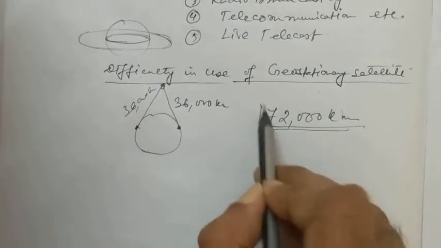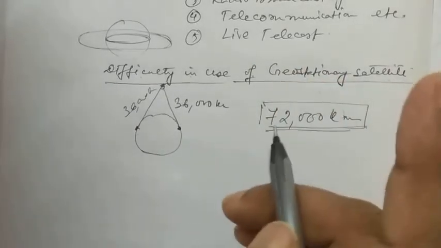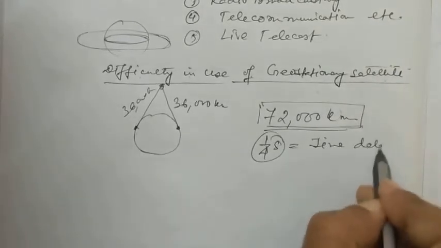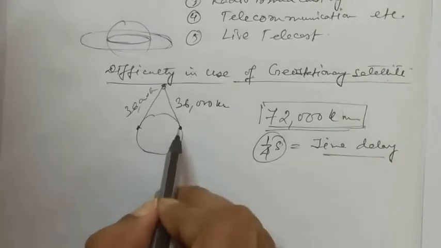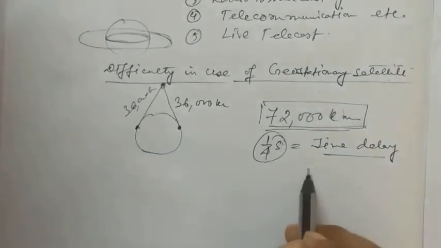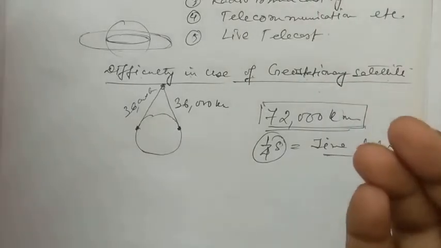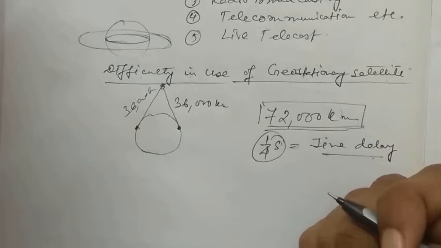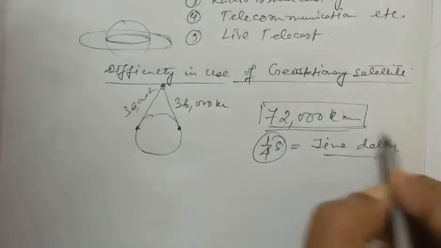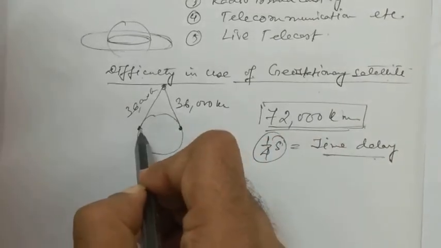Now this distance coverage will require a time delay of 1 by 4 seconds. That means when the event is occurring here, you are watching it after a time lag of 1 by 4 seconds, known as the time delay. This is very negligible in the case of radio or TV broadcasting, but it causes inconvenience in telephonic conversation. You cannot view the real match and the view that you are observing at the same time.